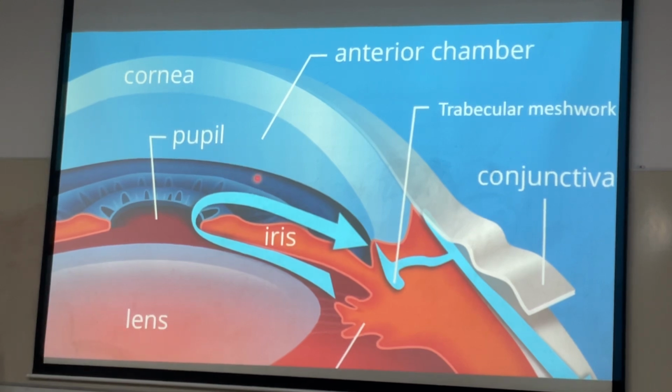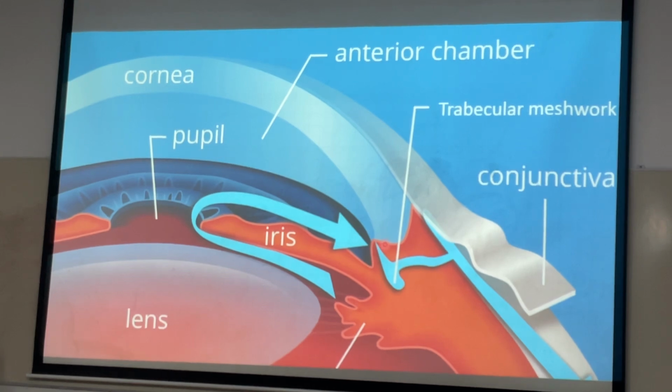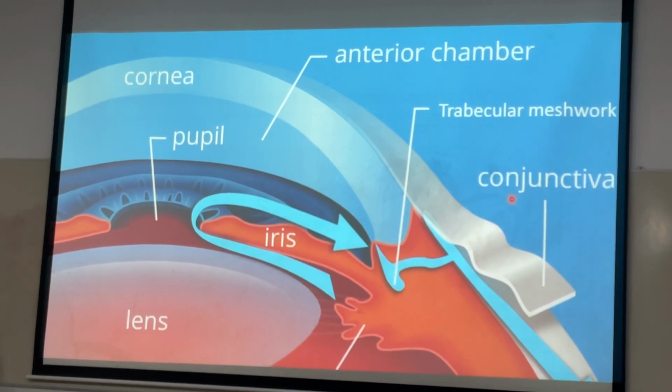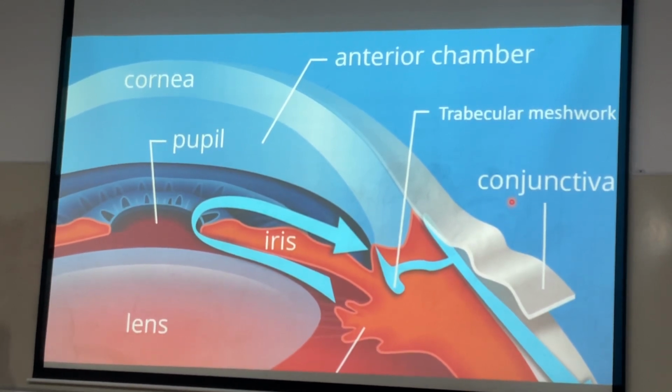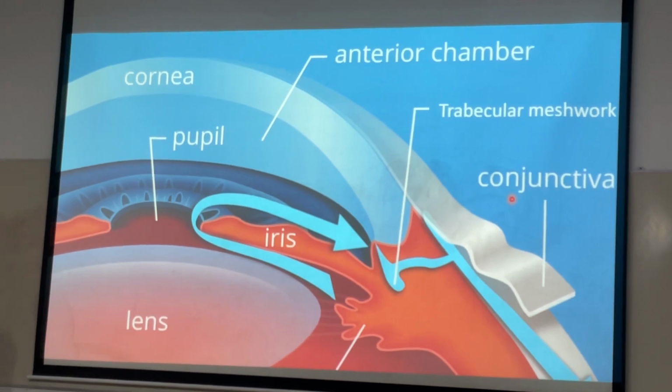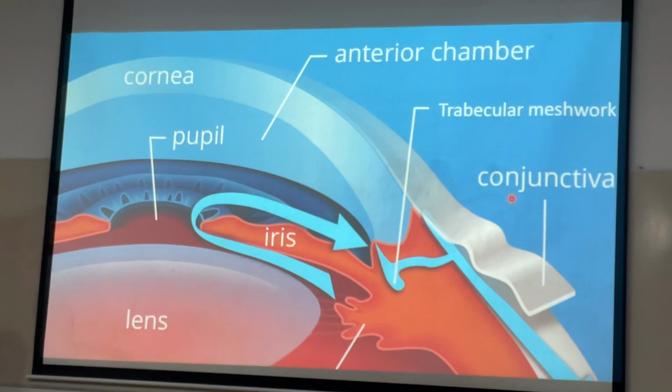Then eventually it goes to what we call your angles, where you would find your trabecular meshwork and your Schlemm's canal. And then it would drain outside to your conjunctiva. So there's a continuous production of your aqueous humor, and there's also continuous drainage out of it from the body. So far, any questions?